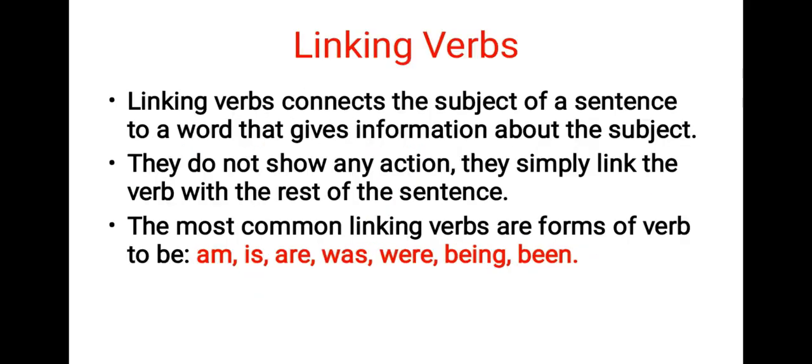Linking verb. Linking verbs connect the subject of a sentence to a word that gives information about the subject. They do not show any action. They simply link the verb with the rest of the sentence. The most common linking verbs are forms of verb to be: am, is, are, was, were, being, been. For example, they are here. So here, this verb links the two words in a sentence.